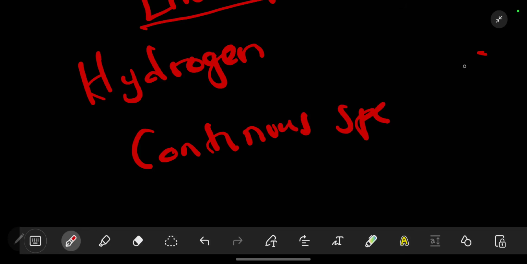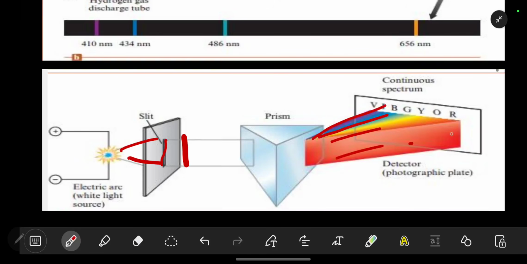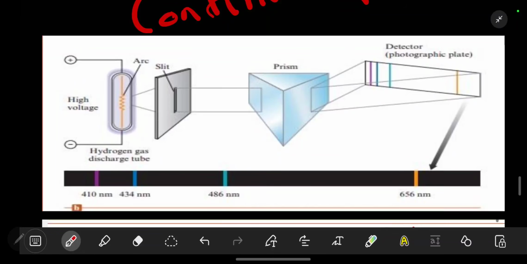spectrum, so when we look at white light, this is what happens. White light is able to be split into its various components as seen in the rainbow. All the colors are there: violet, indigo, blue, green, yellow, orange, red. However, to prove that quantized energy is true, we are going to look at the line spectrum.